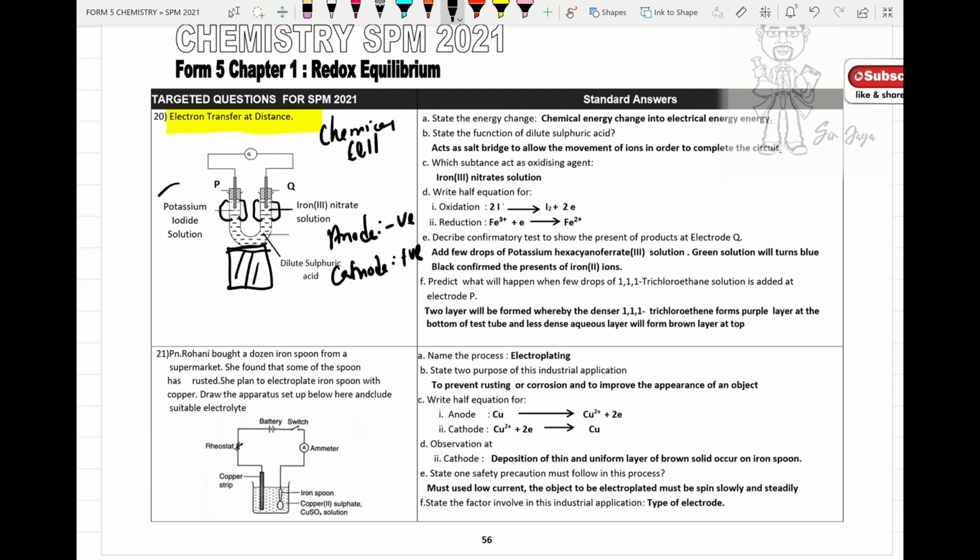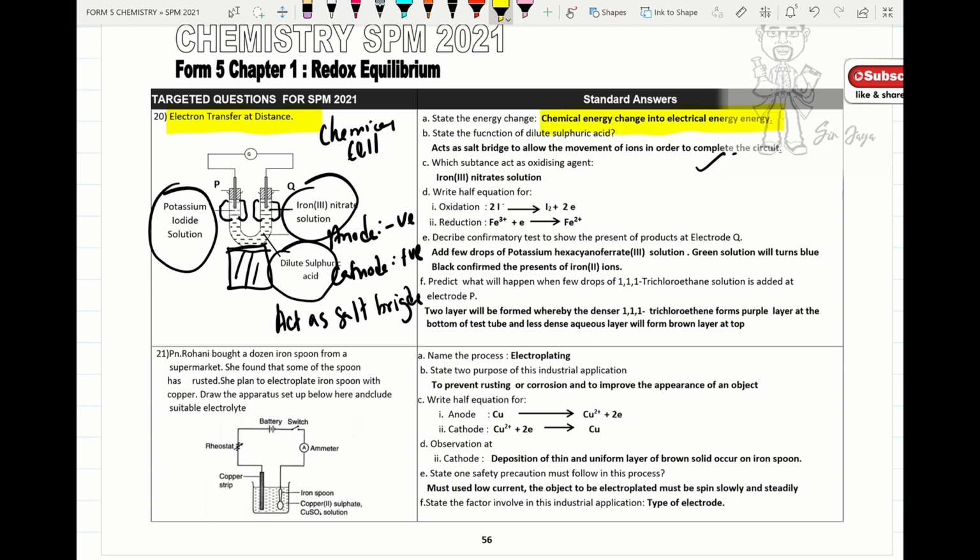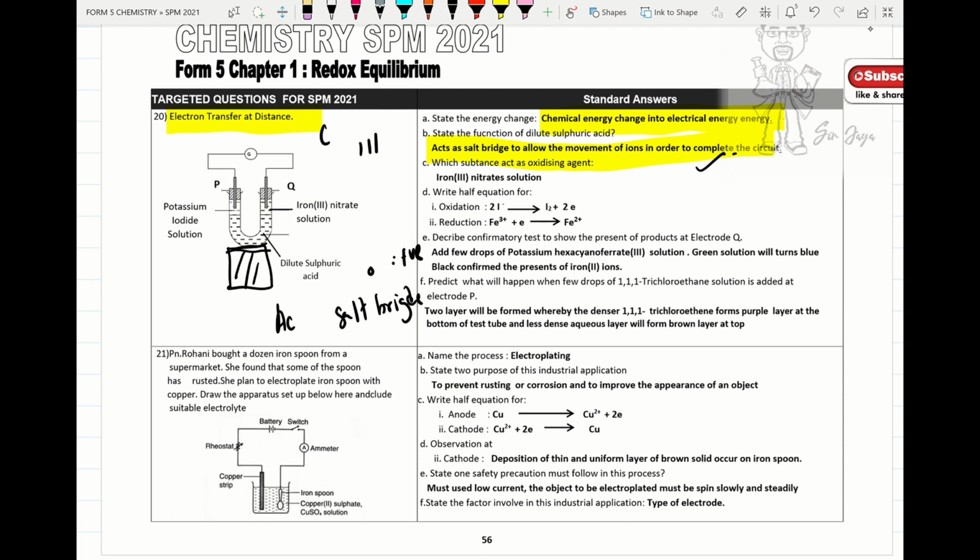All right, so we have two agents, so circle these two electrolytes. We have one more solution here. This dilute sulfuric acid acts as a salt bridge. It will allow the movement of ions in order to complete the circuit, and chemical energy is converted into electrical energy. Please remember the oxidizing agent and reducing agent. So here we try to circle this one. This will be the oxidizing agent.